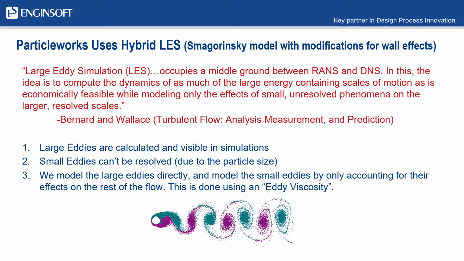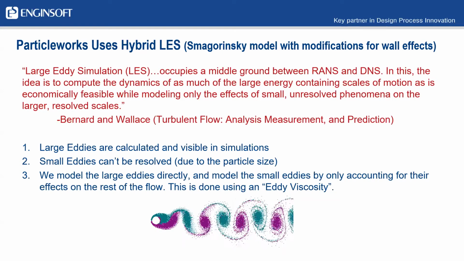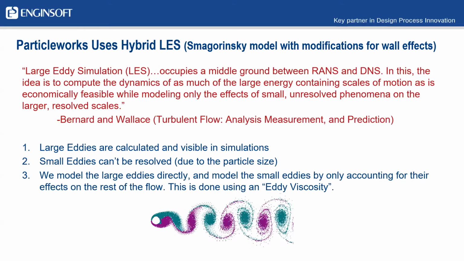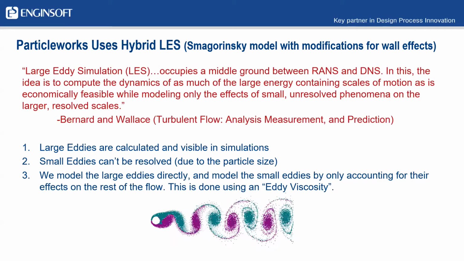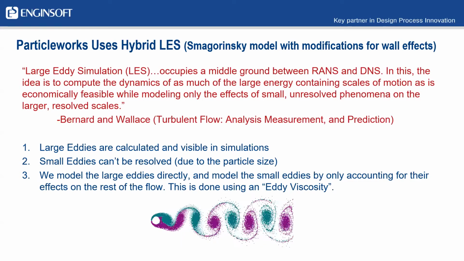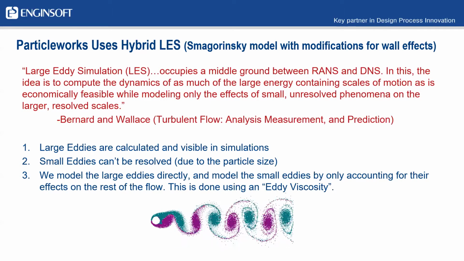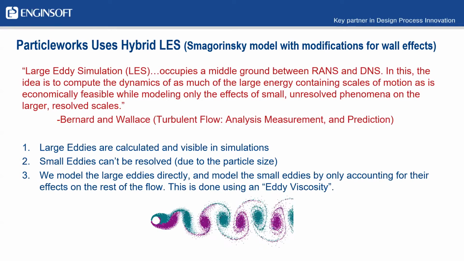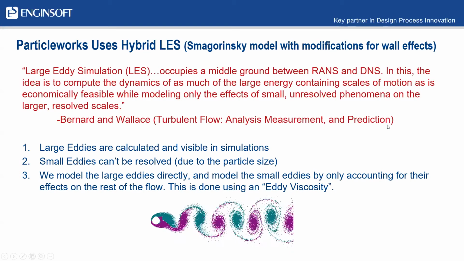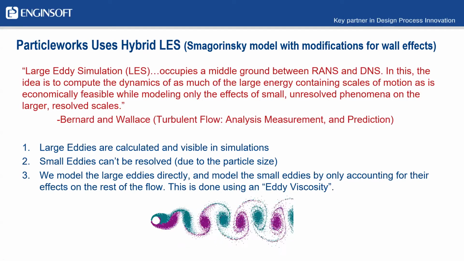partially a resummary of those first two points. We model the large eddies directly, and the small eddies by accounting for their effects on the rest of the flow. And that is done using an eddy viscosity. An eddy viscosity is essentially you're adding in some extra viscosity into your calculation, and you do that in order to account for all these effects at these smaller scales from these smaller eddies. And that ends up being a more accurate representation of what's happening at some of these smaller scales.